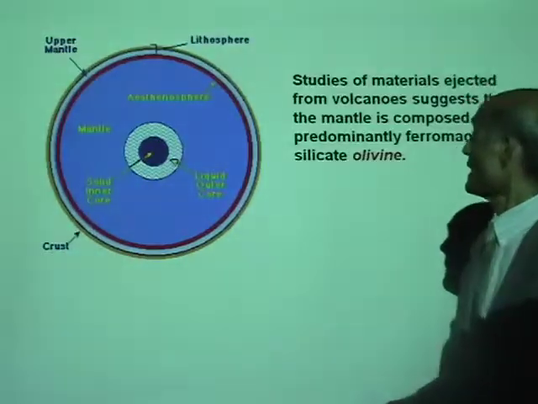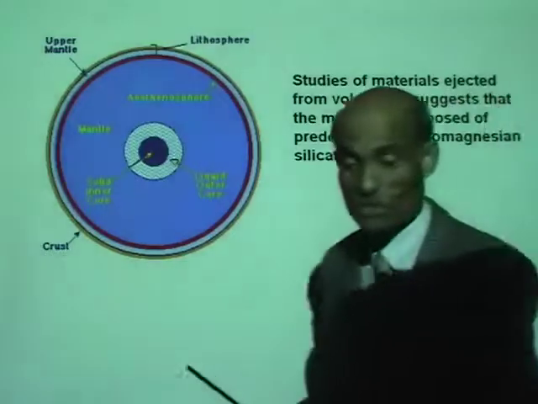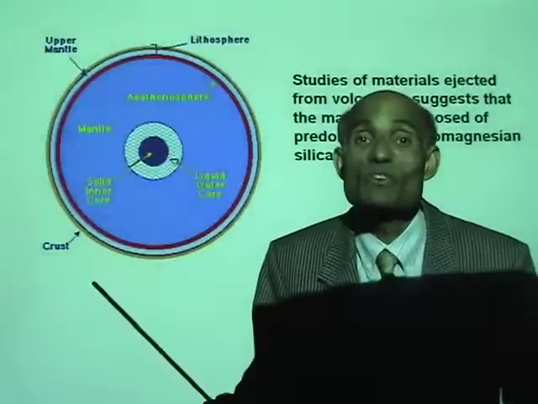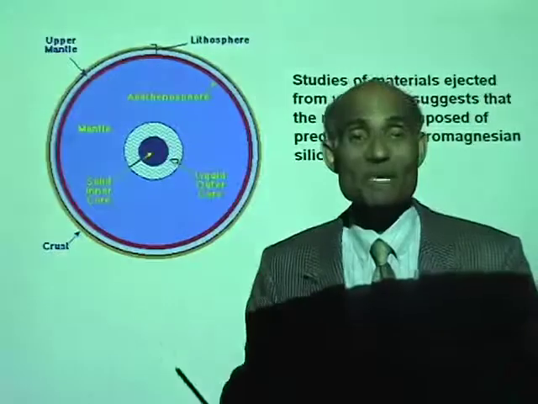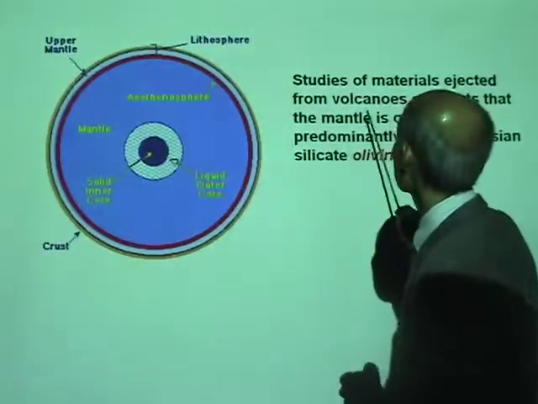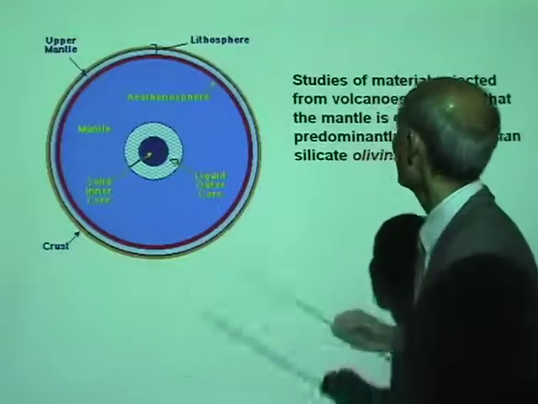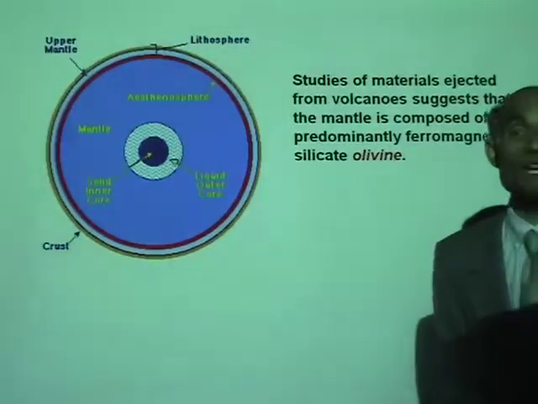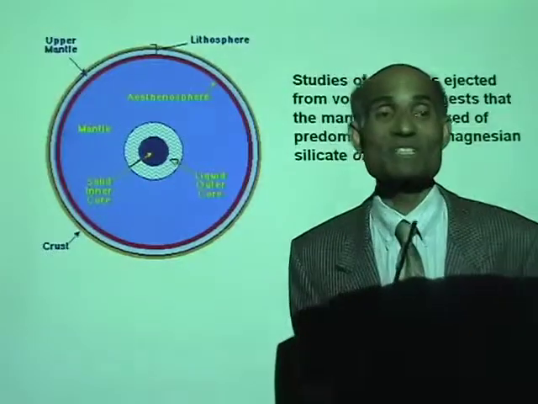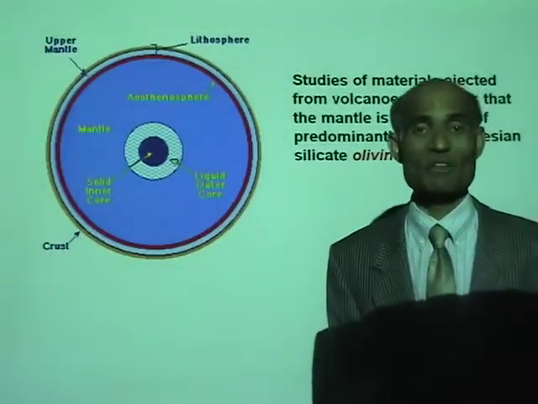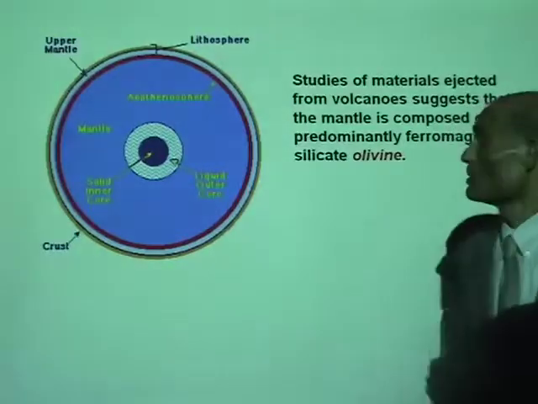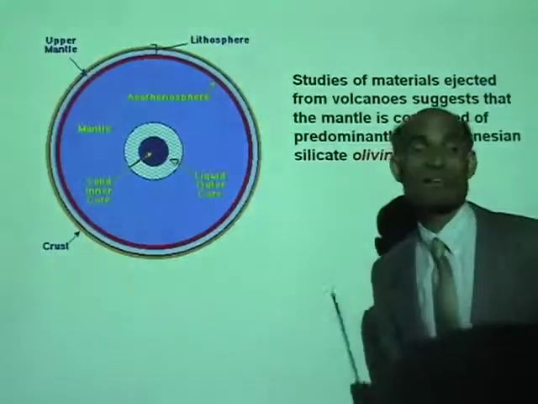Alright. Now, studies of the material ejected from volcanoes give us a good indication of what is inside the earth, because volcanoes very often spit out materials from inside. Is that right? Yes. So a good indication of what is in the mantle can be obtained by materials that come out of volcanoes. So studies of materials ejected from volcanoes suggest that the mantle is predominantly composed of ferromagnesian silicates. I hope you remember what we talked about in the last class. Ferromagnesian silicate, which is olivine. That particular rock material is predominantly what the mantle is made of.